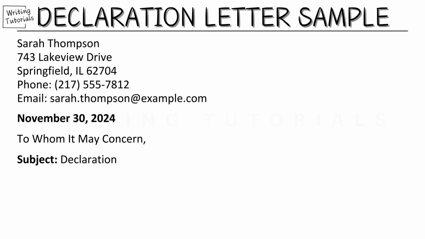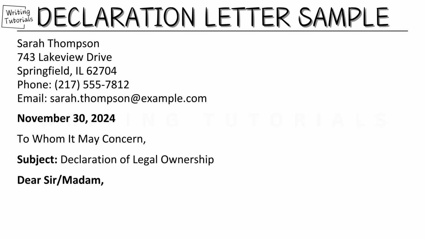Add a subject line. Including a subject line is a great way to make the purpose of your letter immediately clear. In this case, Sarah uses Declaration of Legal Ownership. This concise subject line gives the recipient a quick idea of what the letter is about. When you're writing your own declaration letter, keep the subject line short, professional, and relevant to the main topic.